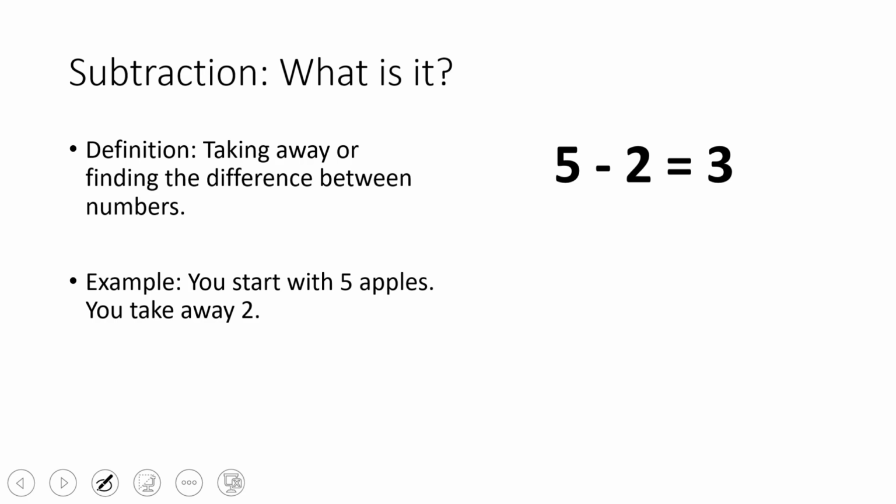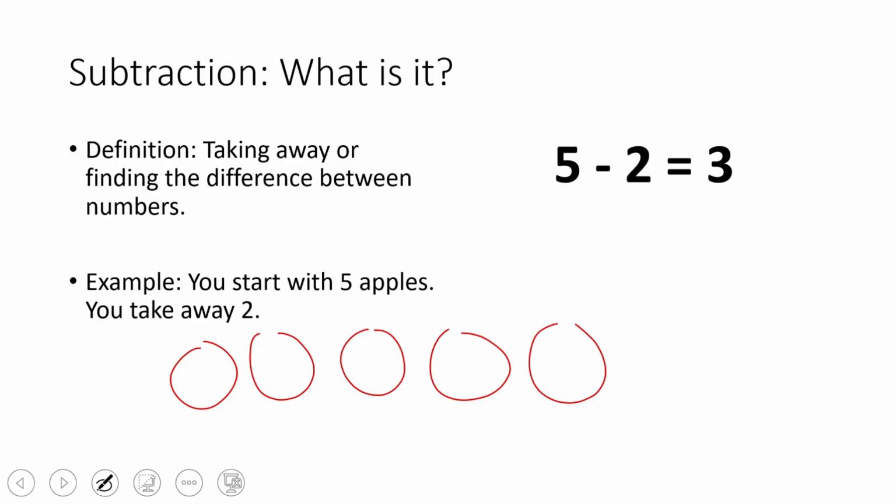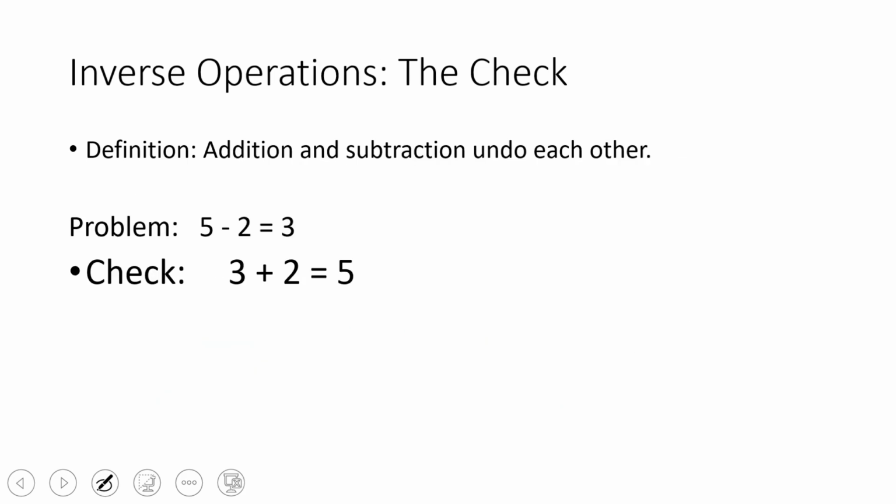Now, you start with 5 apples and you take away 2 apples. How many apples are you going to have? You have 5 apples. Don't mind my drawing. And then you take away 2 apples. This apple is gone. This apple is gone. How many apples do you have now? You have 3 apples. So when you are adding, the sum is going to be a bigger number, but when you are subtracting, the difference is going to be a smaller number.